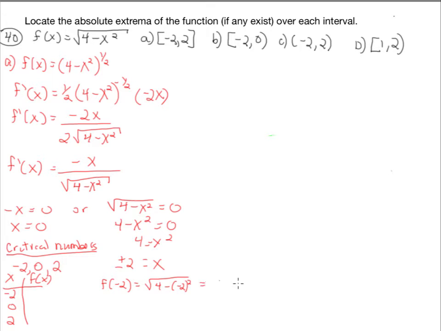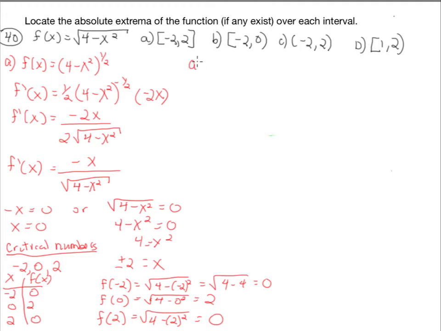So all I have to do is check negative 2, 0, and 2, plugging that into our original function to find the y value of each. We end up with function values of (negative 2, 0), (0, 2), and (2, 0).